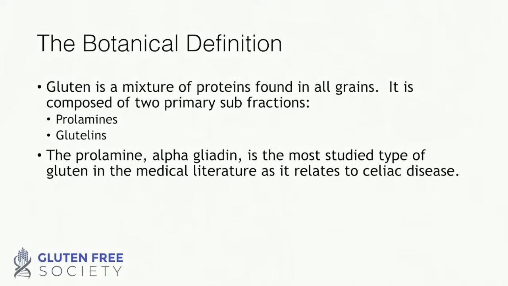Now, the prolamine alpha-gliadin is what most people, most doctors, most facilities that you might go to and get an education around gluten refer to as gluten, which is not quite accurate. Alpha-gliadin is one type of gluten, and yes, it's found in wheat, barley, and rye. But as I mentioned earlier, there are hundreds of gluten proteins, up to 1,000, I think at last count, that have been identified. And alpha-gliadin is just one type of gluten protein.